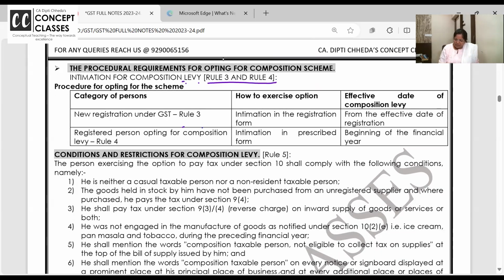If it is a new registration, how to exercise the option? Intimate in the registration form from the effective date of registration. If it is a new registration, like I gave you the example, first 40 lakhs, so we were unregistered. The day we registered, we intimated them, okay, we want to go for composition. We have crossed 40 lakhs. And a registered person who wants to go for composition, intimate in the prescribed form in the beginning of the financial year. See, new person who wants to opt for composition should say at the time of registration, effective date of registration, कि now I want to go for composition. But registered person who's opting for rule 4, beginning of the financial year.